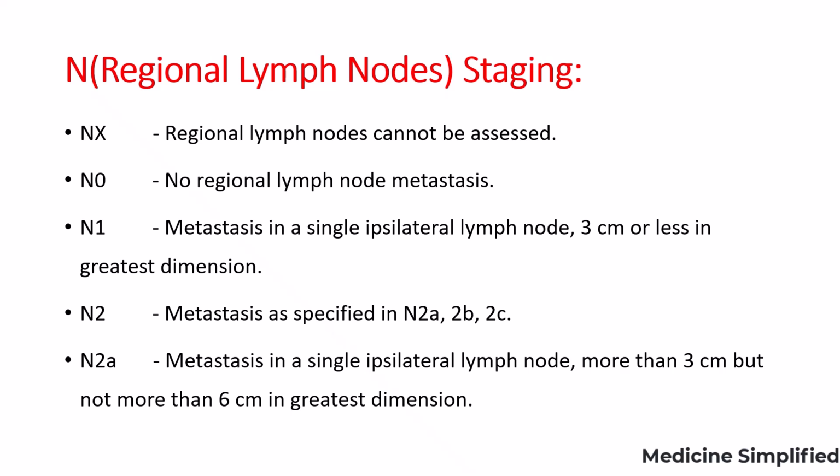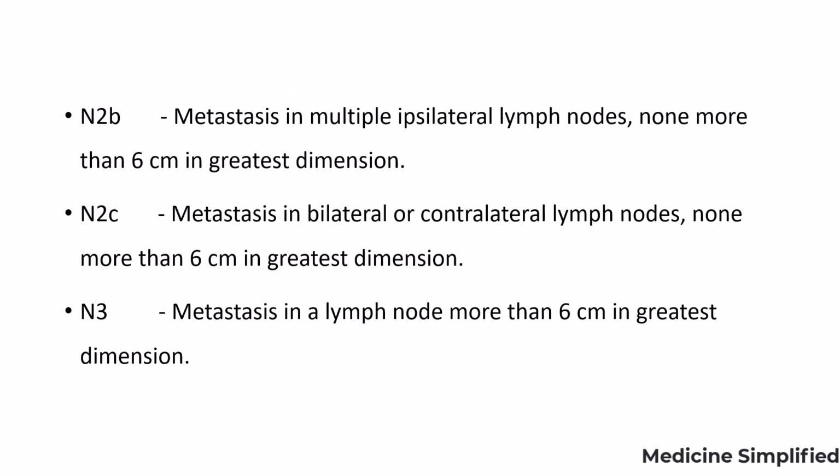N2a, metastasis in a single ipsilateral lymph node more than 3 cm but not more than 6 cm. N2b is metastasis in multiple ipsilateral lymph nodes, none more than 6 cm in greatest dimension. N2c, metastasis in bilateral or contralateral, that means opposite side of the body, lymph nodes, none more than 6 centimeters in greatest dimension. Last is N3, metastasis in a lymph node more than 6 centimeters in greatest dimension.